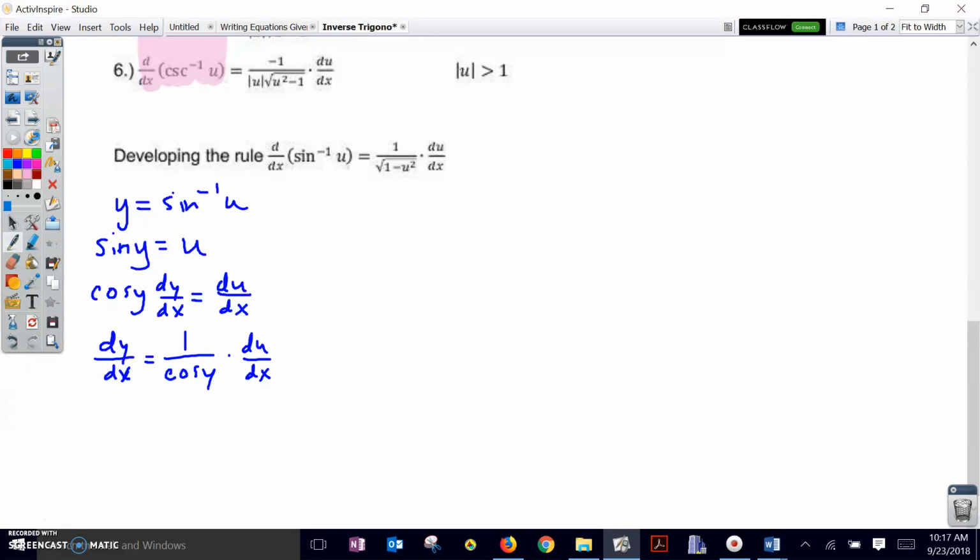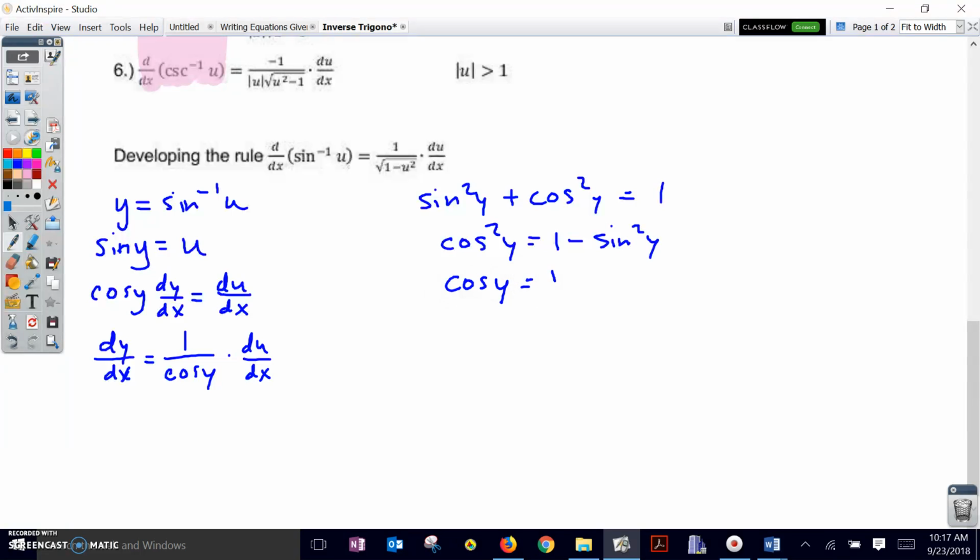Now realize that sine squared of y plus cosine squared of y is equal to 1, and so cosine squared of y is equal to 1 minus the sine squared of y. So cosine of y is equal to plus or minus the square root of 1 minus sine squared of y. Now, I can't put a plus or minus square root of 1 minus sine squared of y in there in place.